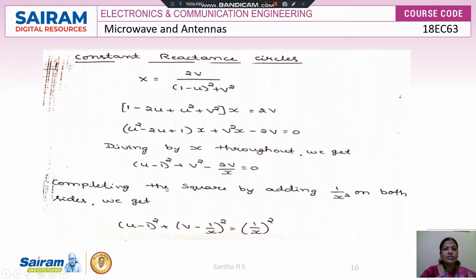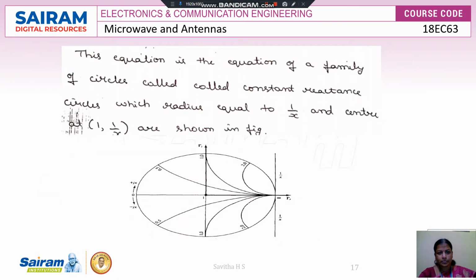Now we'll see the constant reactance circle. x is equal to 2v by ((1 minus u) whole square plus v square). Again here, cross multiplying the terms and dividing by x throughout, we get (u minus 1) whole square plus v square minus 2v by x is equal to 0. Now, completing the square by adding 1 by x square on both sides, this is the equation of a family of circles called constant reactance circles, with the radius 1 by x and the center (1, 1 by x), as shown in the figure.